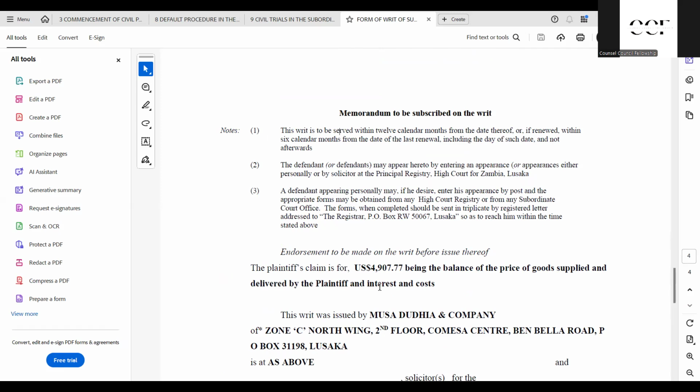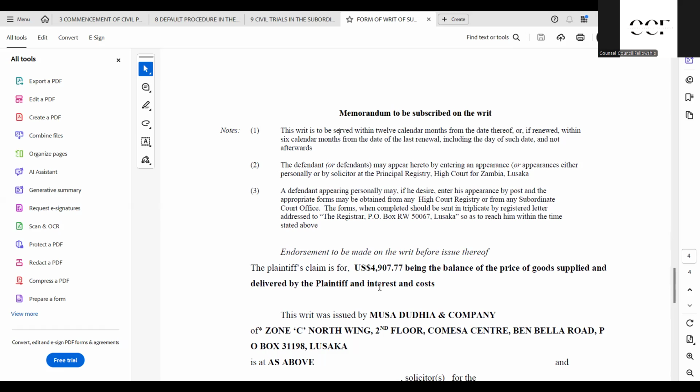Remember I said that a writ is an instructive document. This is some of the instructions that a writ actually makes. This writ is to be served within 12 calendar months from the date thereof, or if renewed, within 6 calendar months from the date of the last renewal. That instruction is for you, the plaintiff. It is for you to know that this is the lifespan of this particular writ. When you take it out of court, that is the lifespan.